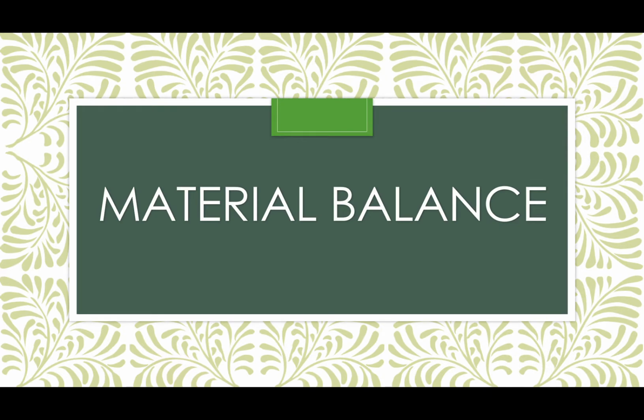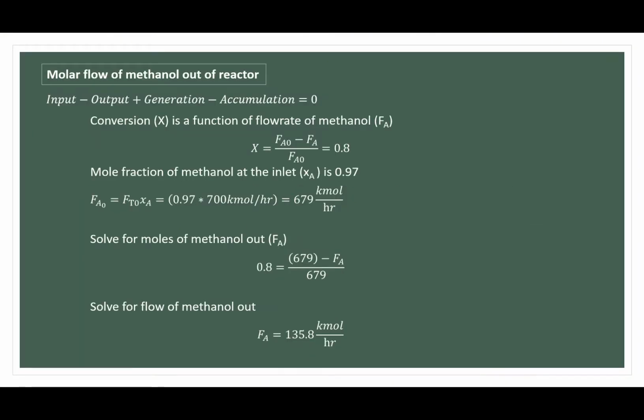Now I will go into the material balance. The material balance is very important to every different part of engineering, as it makes sure that we take into account that all of the material still remains there and none of it is getting destroyed. Our material balance is input minus output plus generation minus accumulation equals 0.